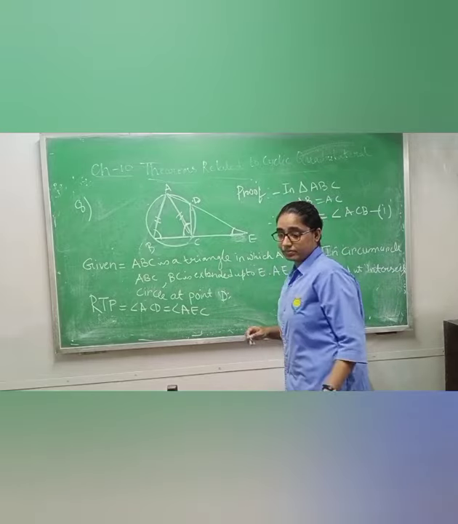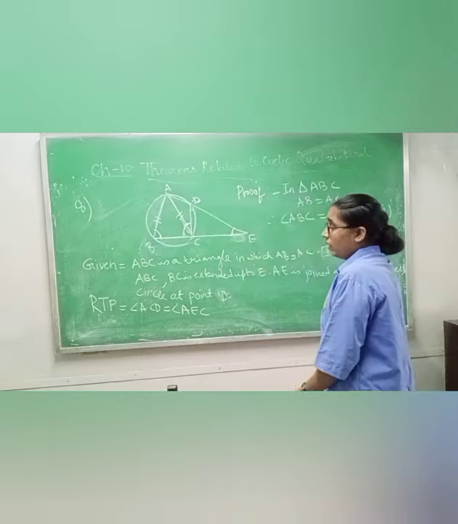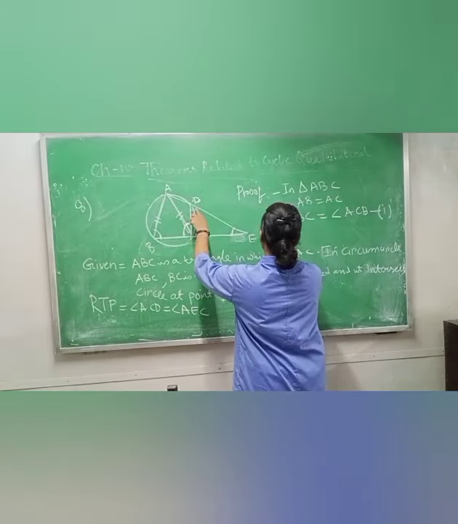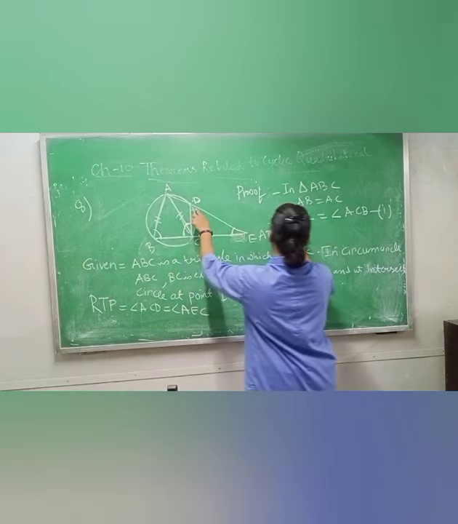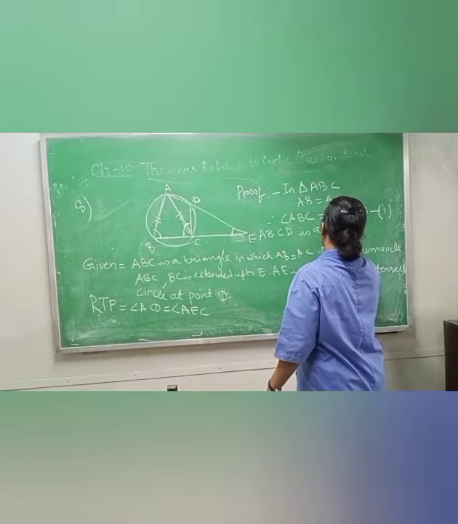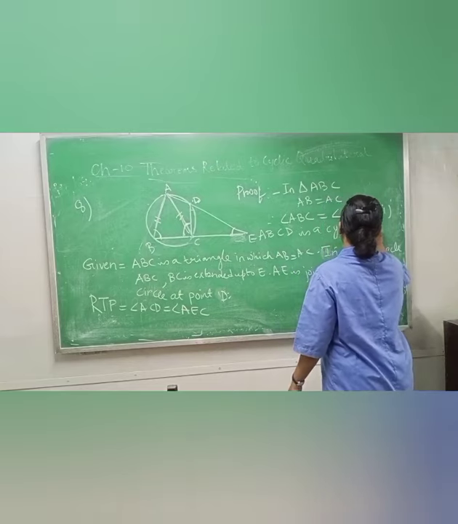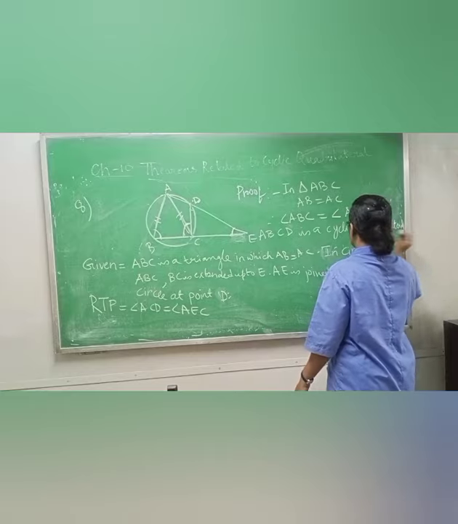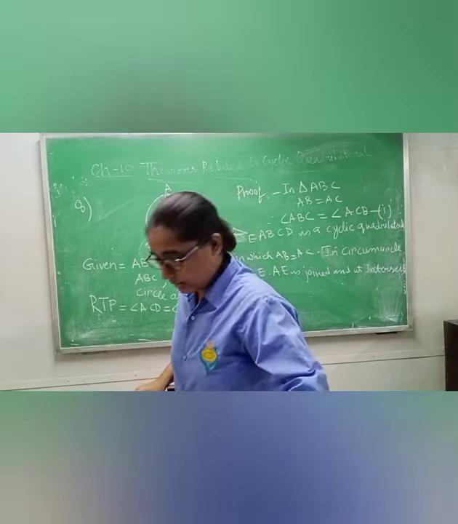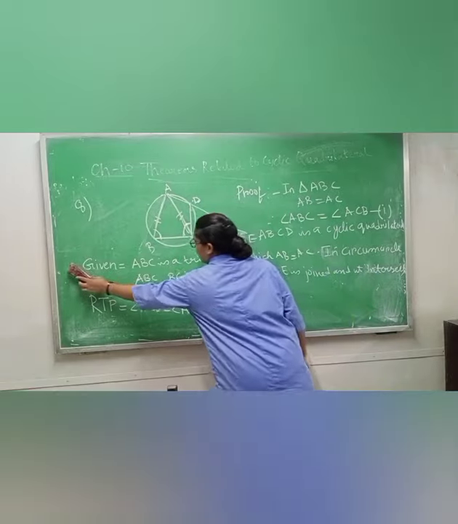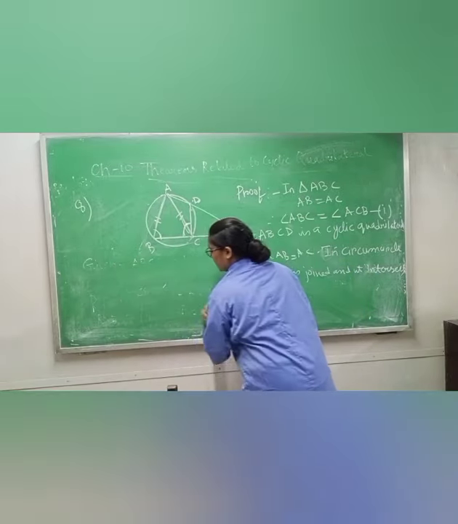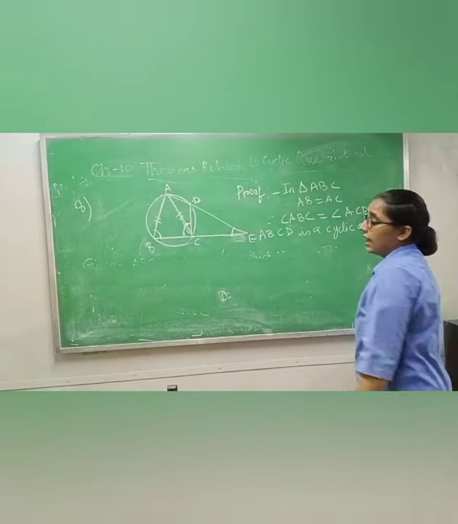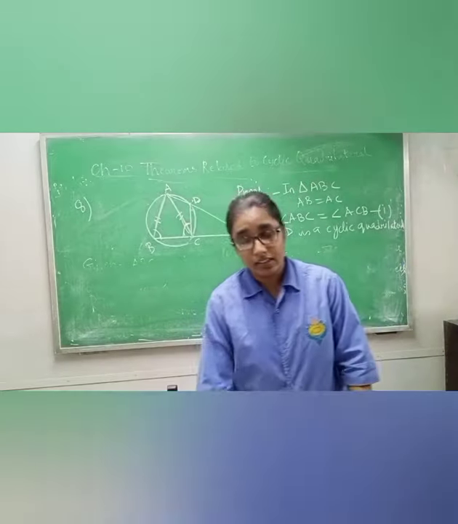After that, ABCD is a cyclic quadrilateral. Can you see ABCD? So what you will write? ABCD is a cyclic quadrilateral. If ABCD is a cyclic quadrilateral, it means that external angle will be equal to internal angle.